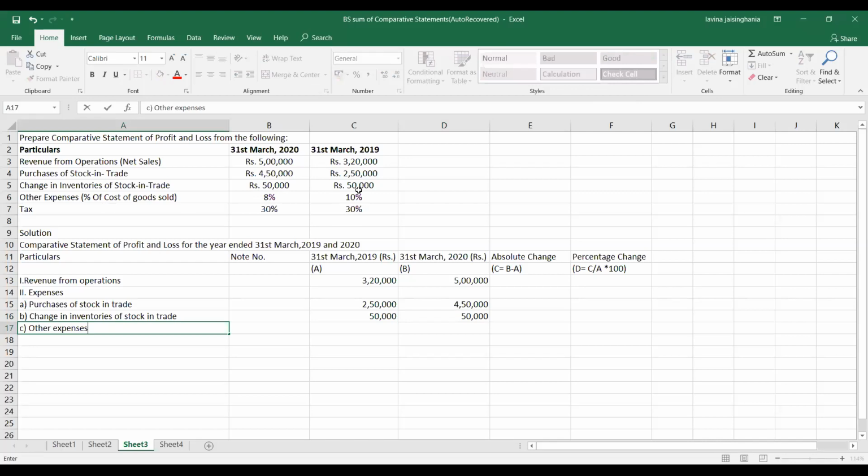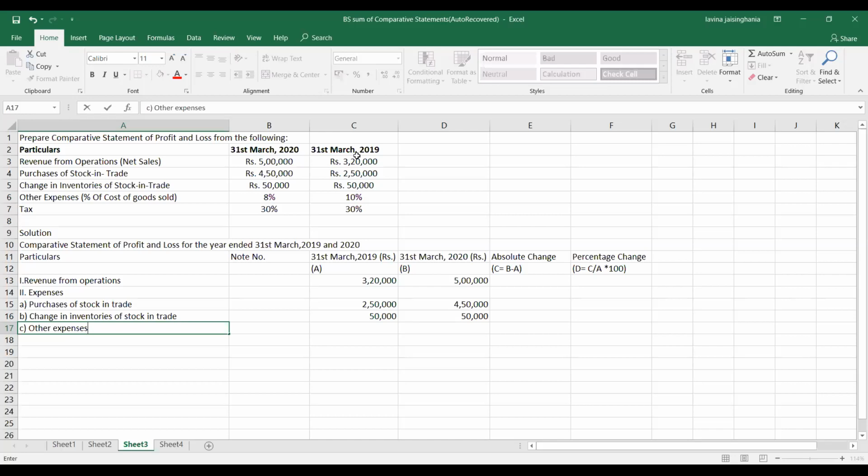Cost of goods sold. Now, how will you find out cost of goods sold? In 11th standard, I have already taught you the formula for cost of goods sold, and many of you would not remember it. So I'll repeat it for you. The formula for cost of goods sold is opening stock plus purchases minus closing stock.